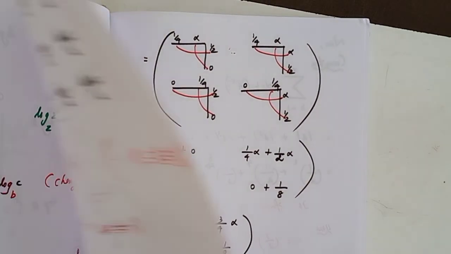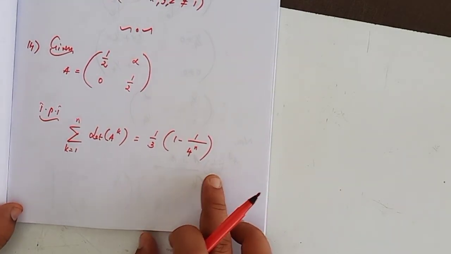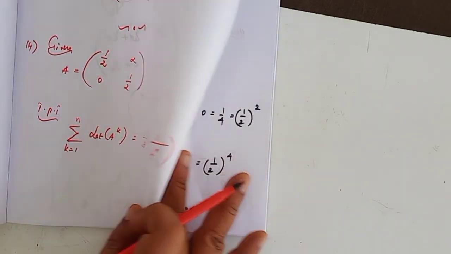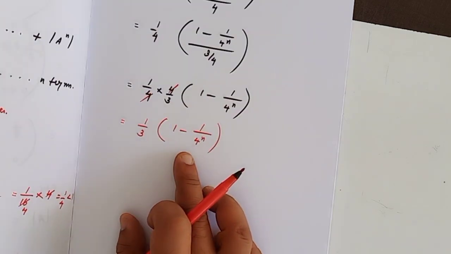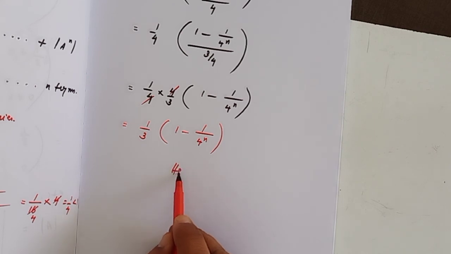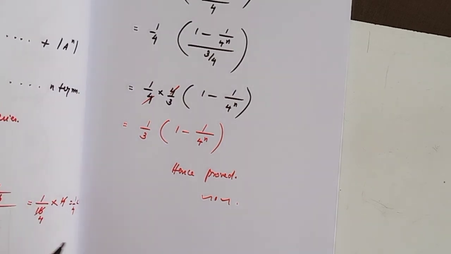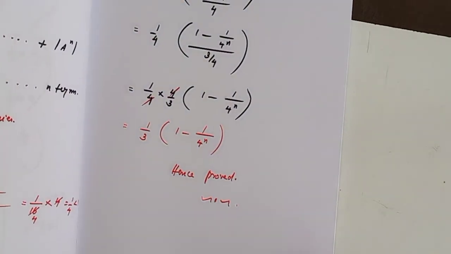So look at that, you were asked to prove this result only. We have proved 1 by 3 into 1 minus 1 by 4 power n. Here it is. Okay, hence proved. So problem number 14 is completed.